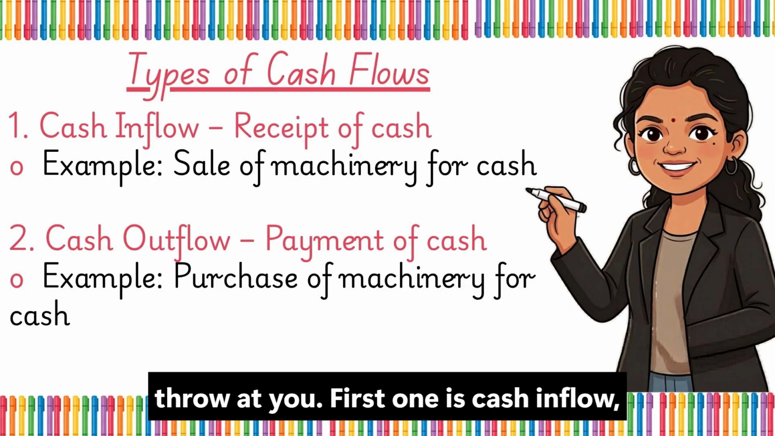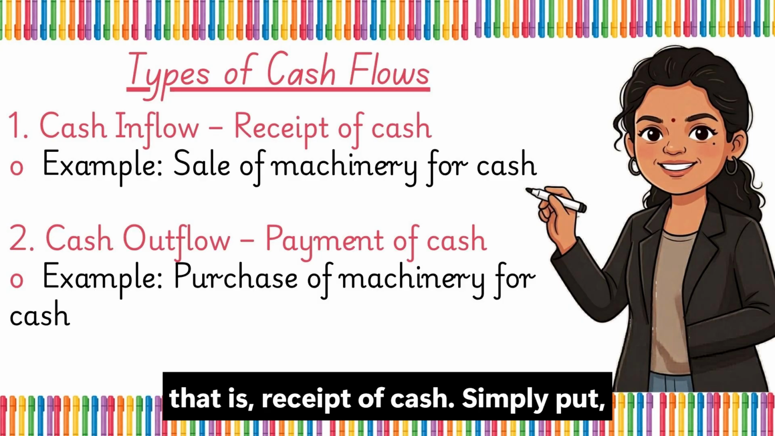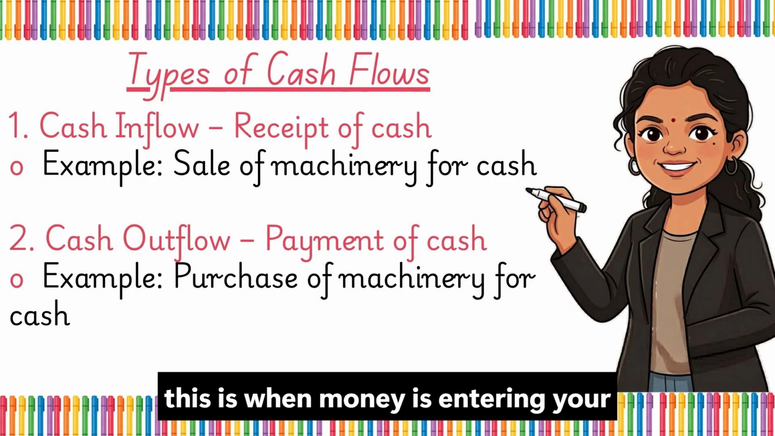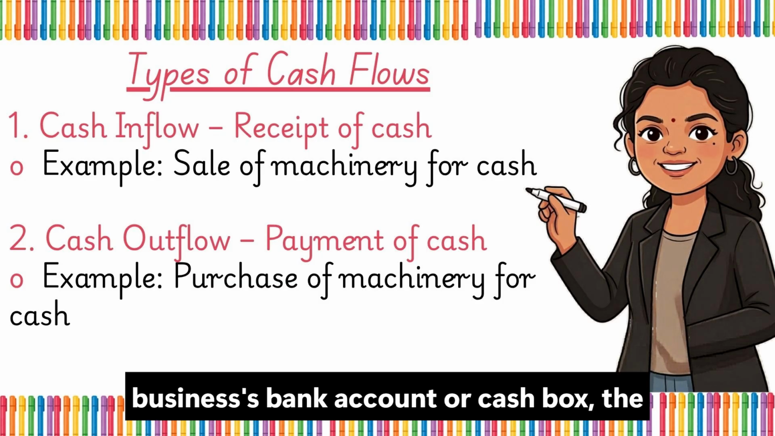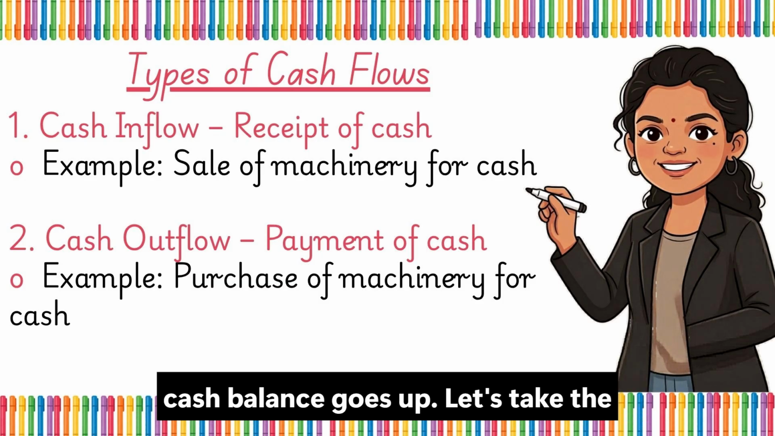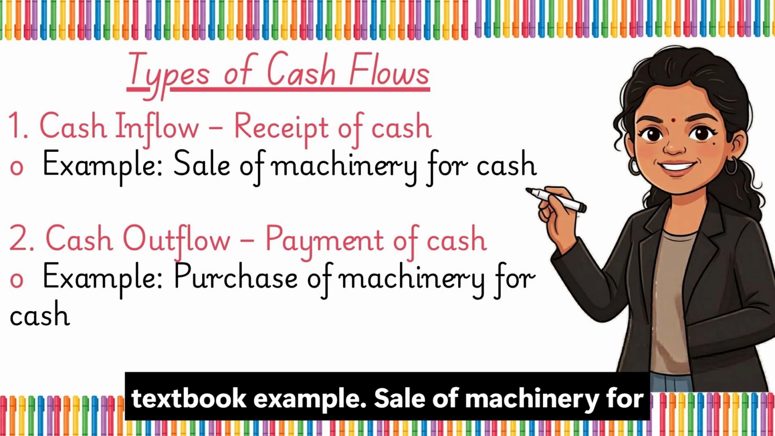First one is cash inflow, that is, receipt of cash. Simply put, this is when money is entering your business's bank account or cash box. The cash balance goes up. Let's take the textbook example, sale of machinery for cash.